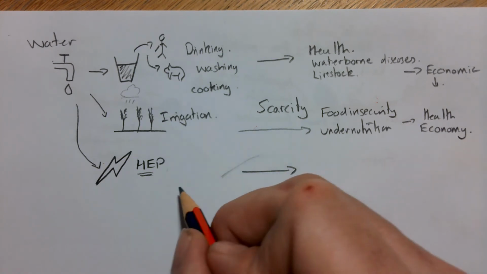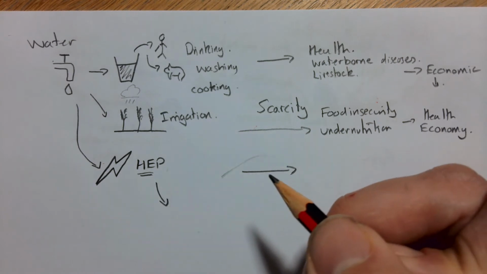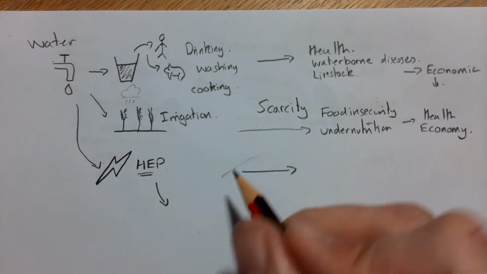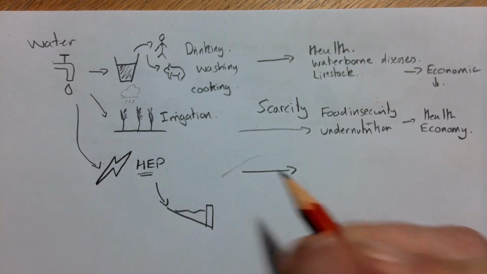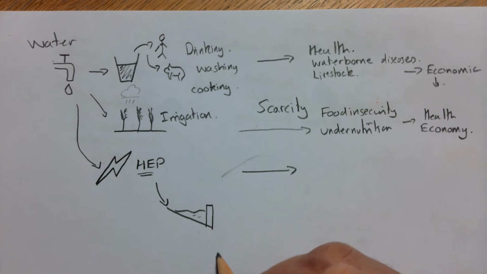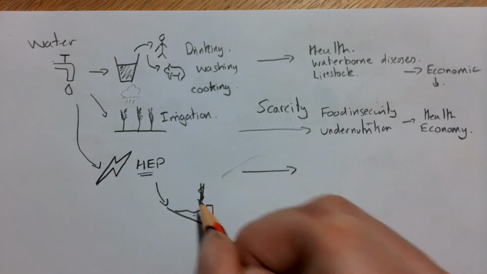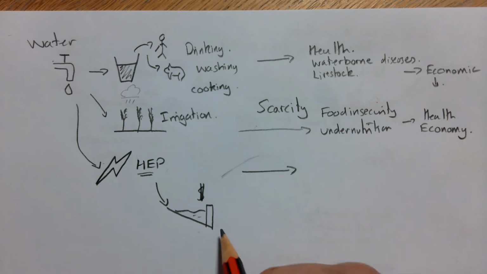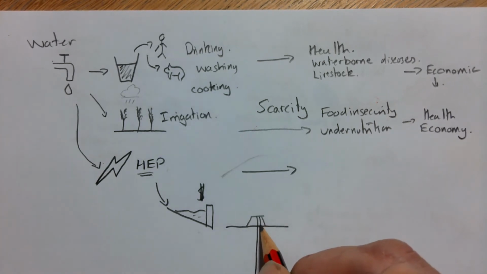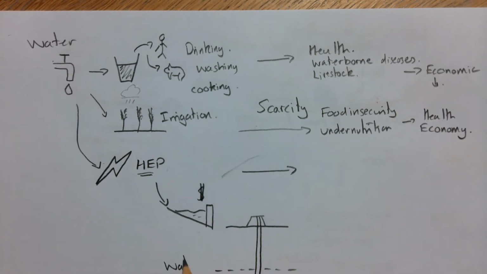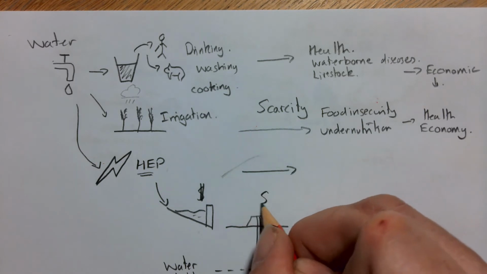Let me rewind this again. So in order to access the water resources for HEP, it's expensive. It costs a lot of money to build a dam that can generate the power. Another way is that we can access groundwater by sinking a long well to hit the water table and pump the water up, but that is also expensive.